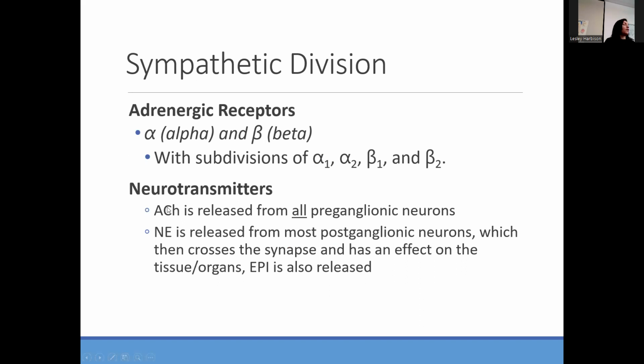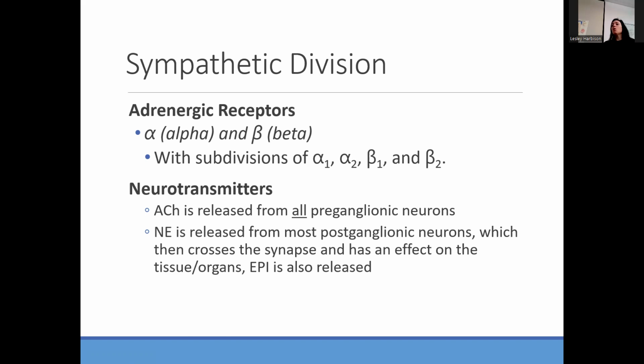Neurotransmitters for the sympathetic are going to be acetylcholine and norepinephrine. Acetylcholine is released from all the preganglionic neurons. So the first ganglion, the pre, is going to release acetylcholine to go to the post, and then it's going to travel down that one. And once it gets to the target organ, it's going to release norepinephrine.